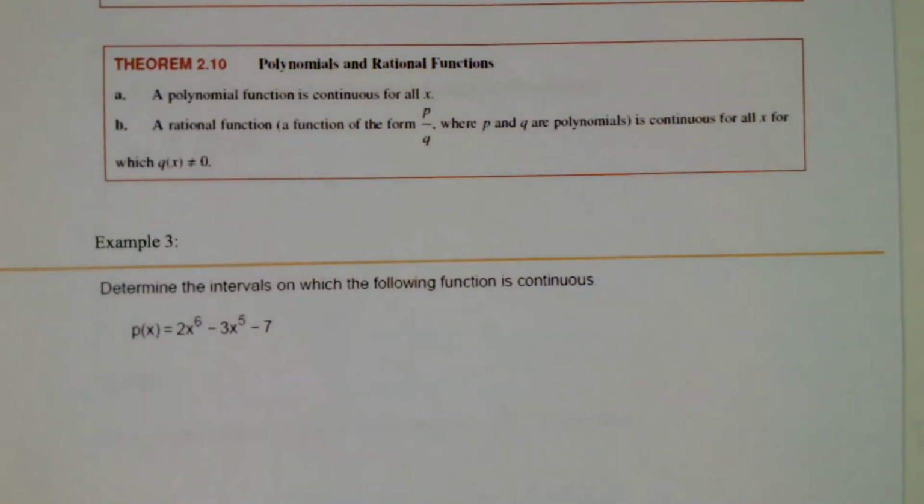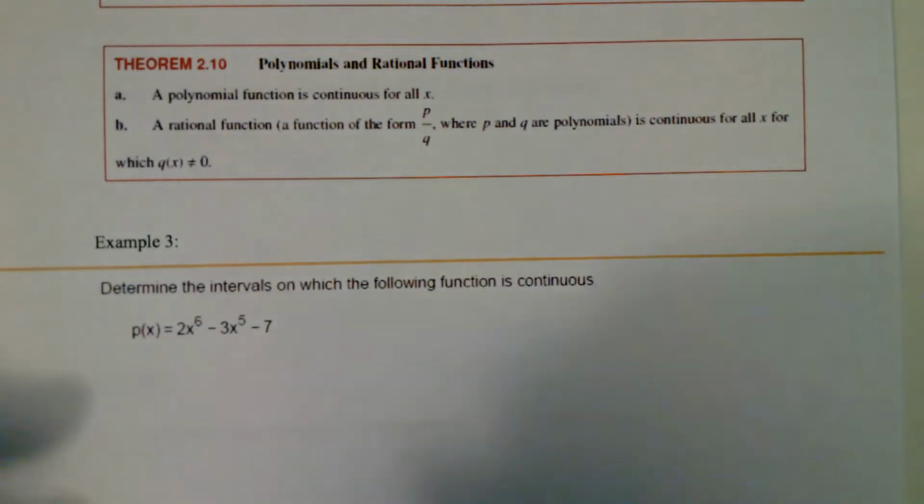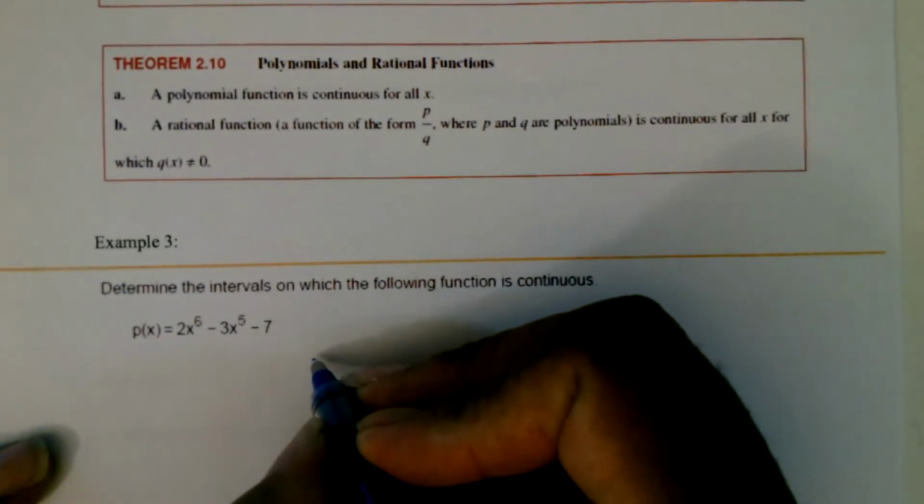All right, let's say we want to determine the intervals on which the following is continuous. In this case, we have p of x equal to 2x to the 6th minus 3x to the 5th minus 7. And we want the interval or intervals on which this function is continuous.